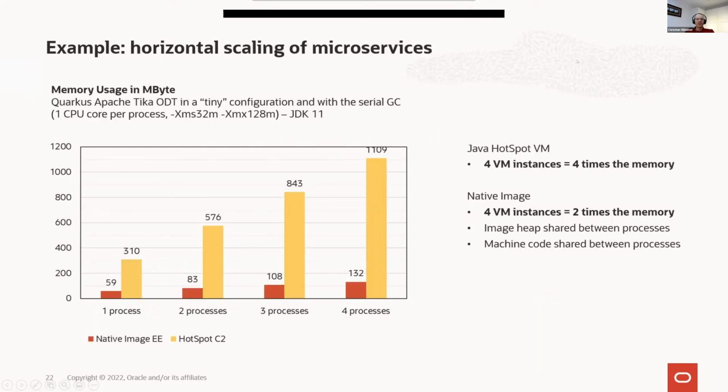Another interesting use case is horizontal scaling of microservices. Instead of packing as much as possible in one process, you actually want to start many separate processes. And traditionally on HotSpot, the yellow bars here, you start 4 VMs and you use 4 times as much memory as 1 VM. But with a GraalVM native image, you start 4 VMs and you only have 2 times the memory, because the image heap, all of your AOT compiled code, all of that is shared, and you really only have the very small new runtime heap in each process. So you get much better scaling when you start many processes for the same executable.